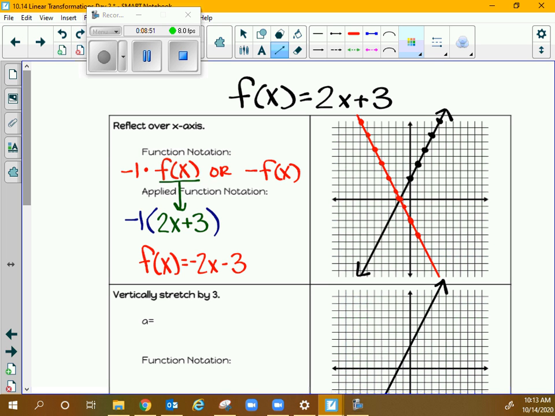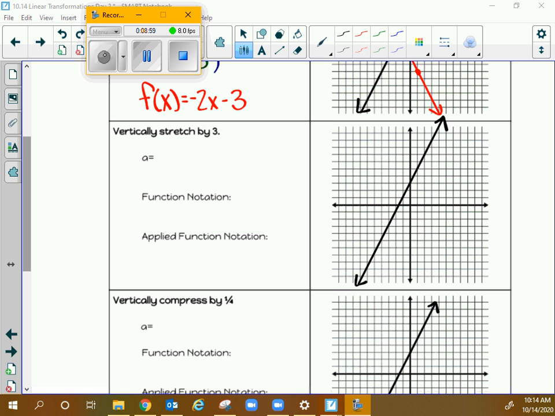Did it work? If I'm vertically stretching by 3, again, they're going to share that point.